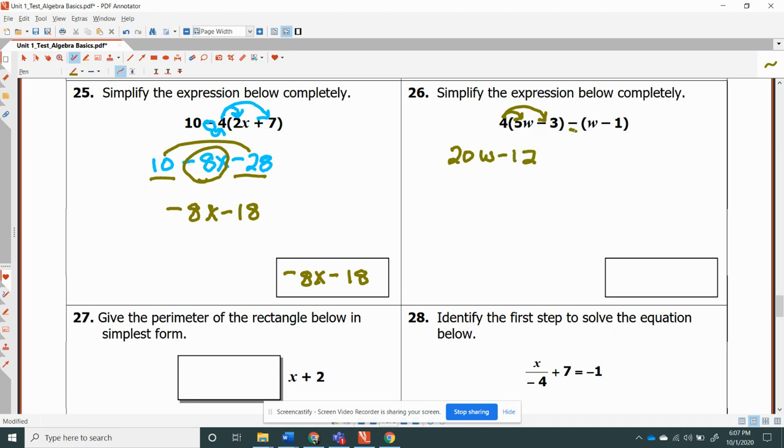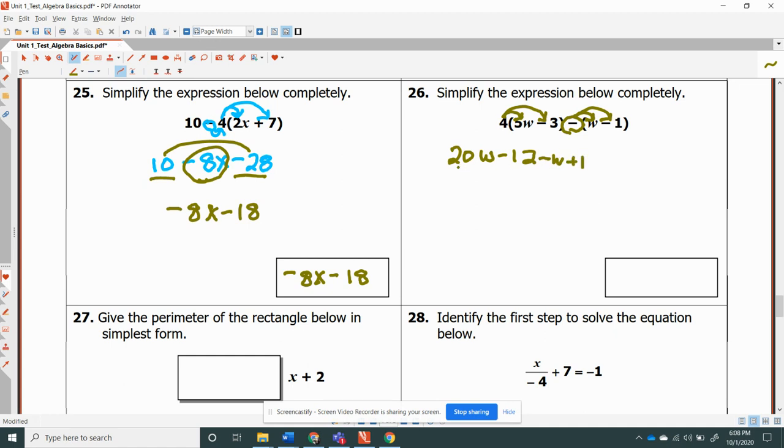Now, when you have a negative sign outside of a parenthesis and it has to be distributed, that's like an invisible 1, negative 1 times the quantity of w minus 1. The only effect it has is to change the signs of these quantities inside. So the w right now is positive, the 1 is negative. So we're going to make the w negative and we're going to make the 1 positive.